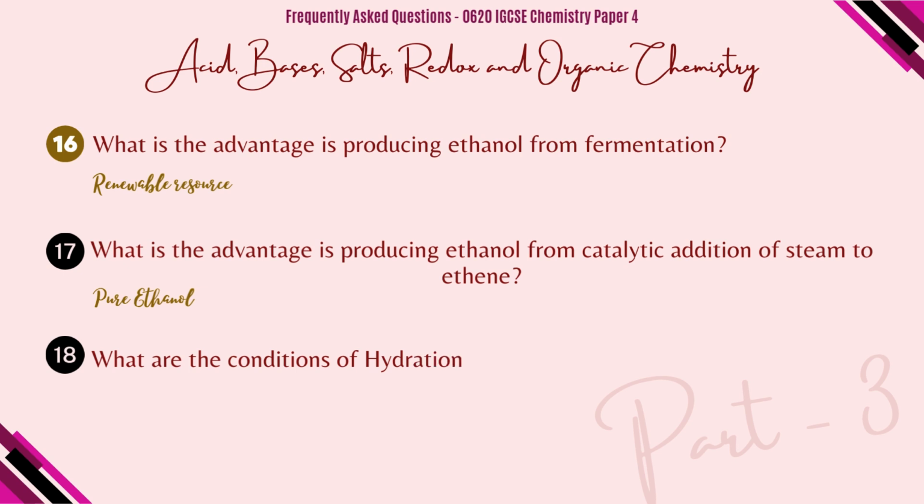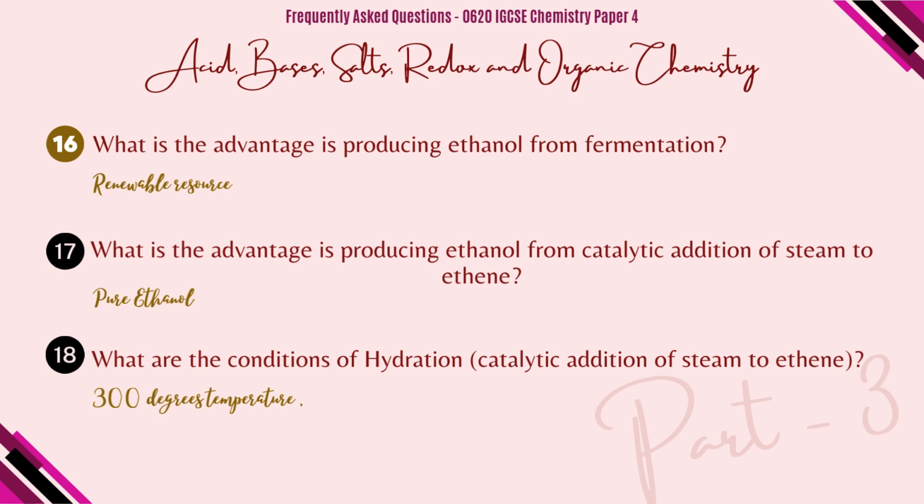Question number 18. What are the conditions of hydration, the catalytic addition of steam to ethene? The conditions are very important and they are 300 degrees Celsius, 6000 kilopascal, and phosphoric acid as a catalyst.